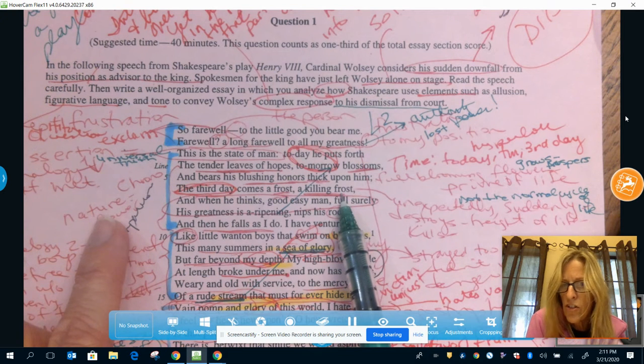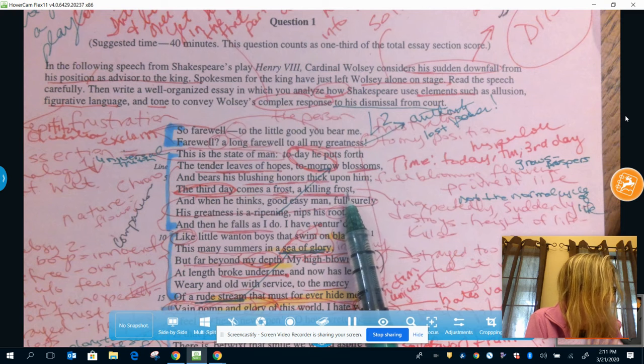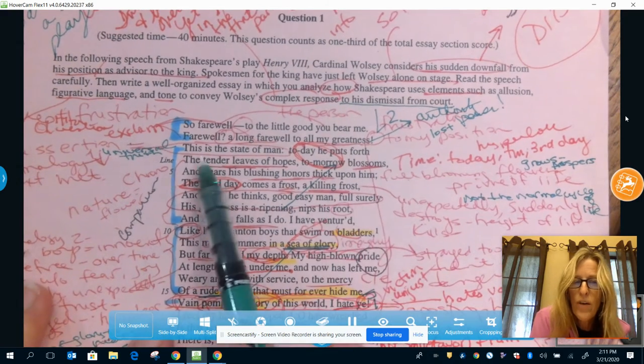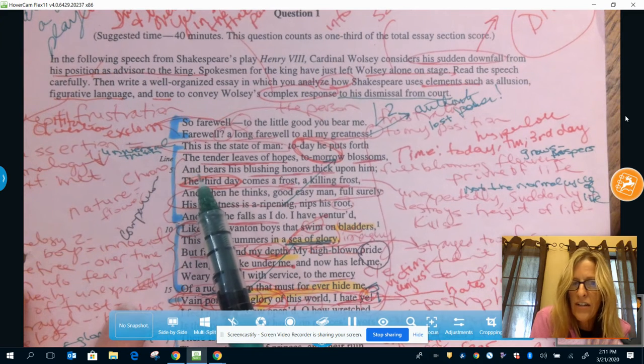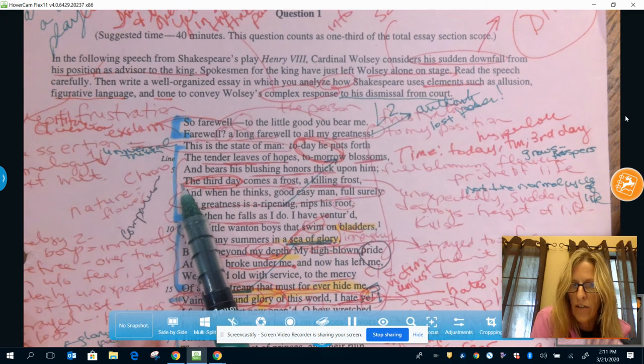How does a killing frost come? Unexpectedly. It comes suddenly. It comes without warning. Everything is shocking to him. And so that is how it begins to come upon him. So, what's the main idea here? It describes his shock, the sudden change of events, and he's doing that through this extended metaphor or this analogy.